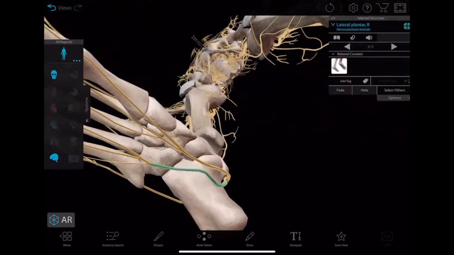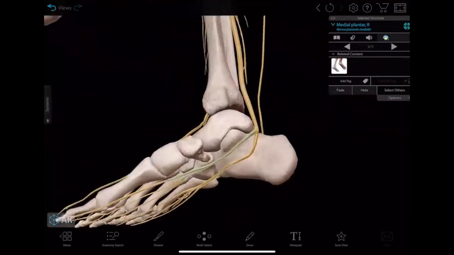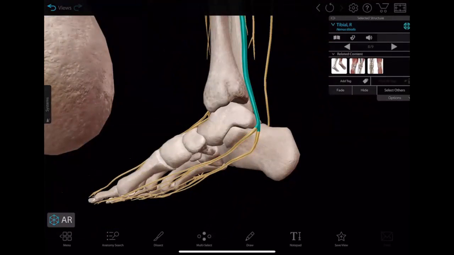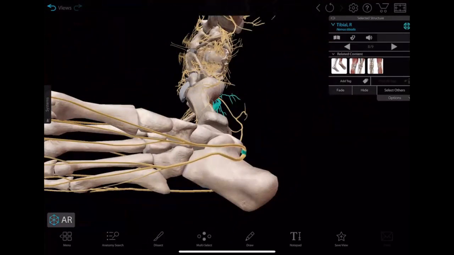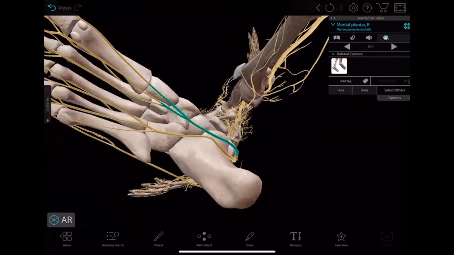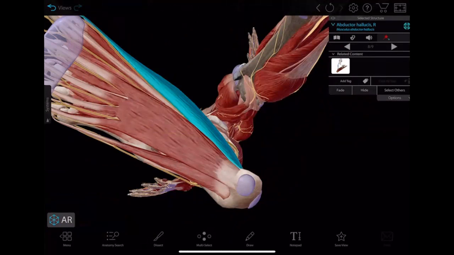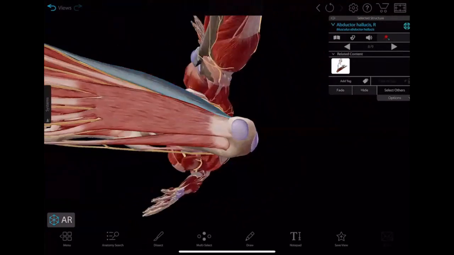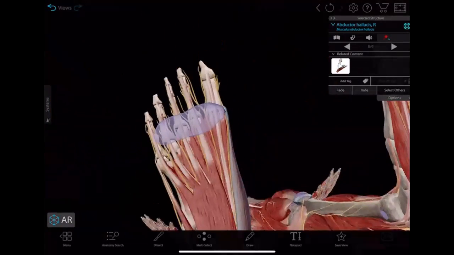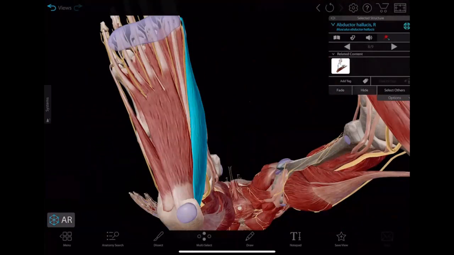So you see, this is the medial plantar, originating. This is the place of origin from the tibial nerve. This is the medial plantar and this is the lateral plantar. So we are discussing the medial plantar. These are the muscles. This is abductor hallucis, right?